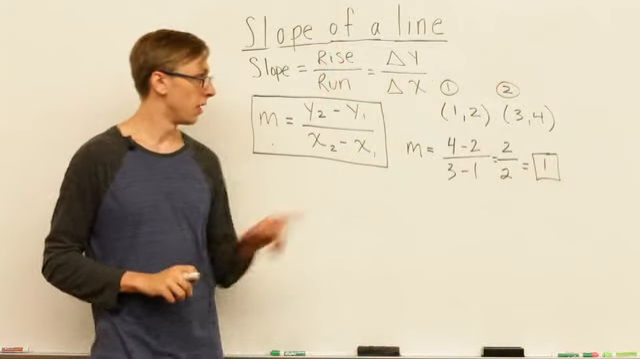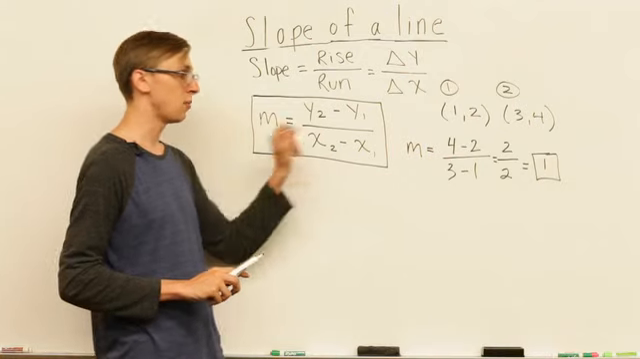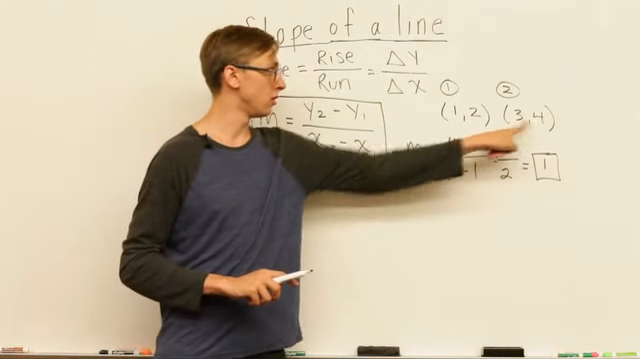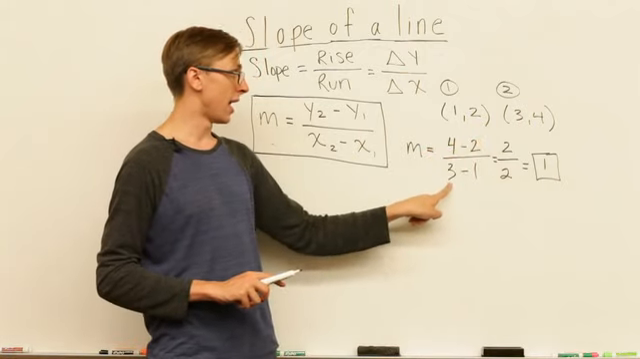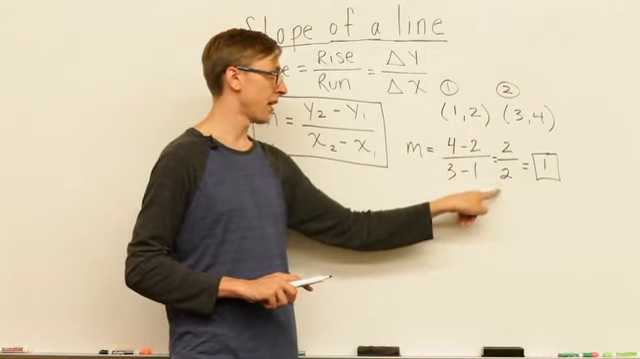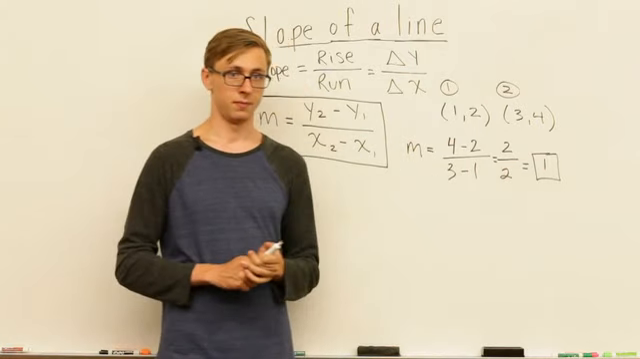So there you have it. What I did here is I plugged in the points the same way I did last time. y2 minus y1 divided by x2 minus x1. And I simplified and got 2 over 2, which is 1.